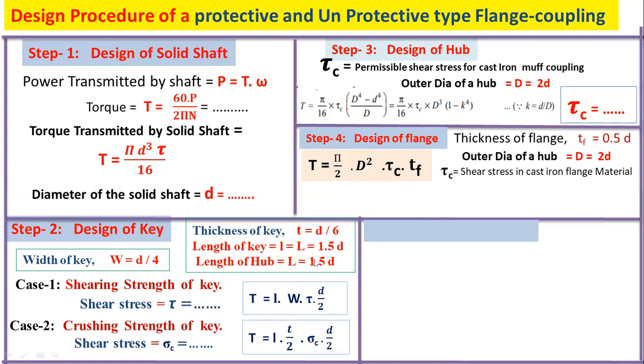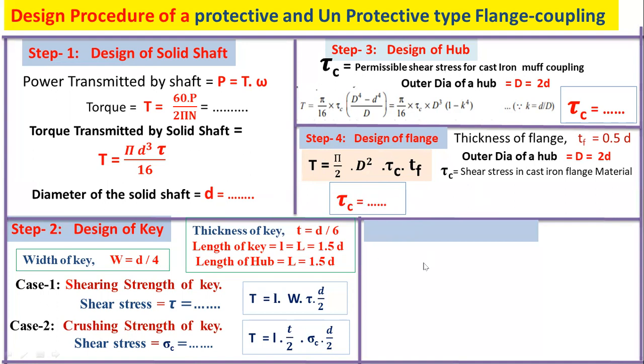Here capital D is the outer diameter of the hub, and TF is the thickness of the flange. Now T is the mean torque or maximum torque. You have to substitute these three values. After substituting these three values, you can get the value of tau c, shear stress induced in the cast iron material. You have to check this induced shear stress with the permissible shear stress.